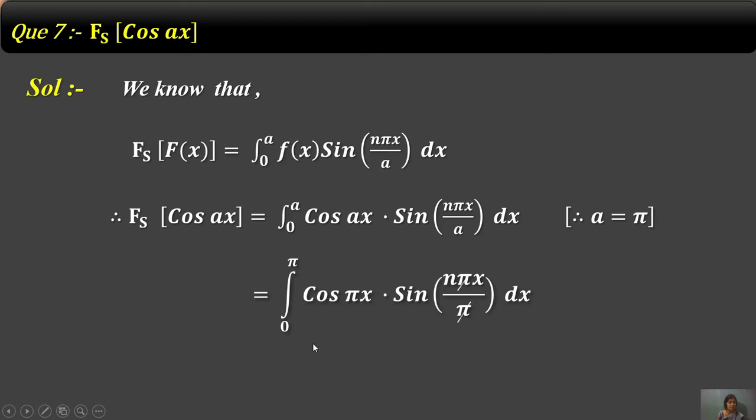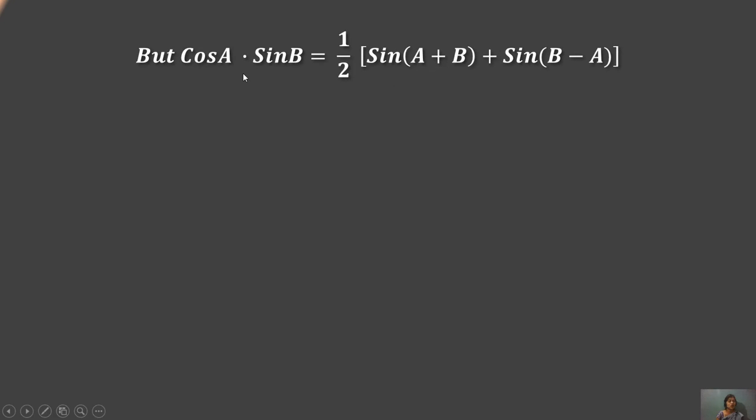Pi will be cancelling to the form, same of the condition. Then integration 0 to pi cos px into sin nx dx will be generated. Then use the rule cos a into sin b equals half of sin(a plus b) plus sin(b minus a) will be generated.